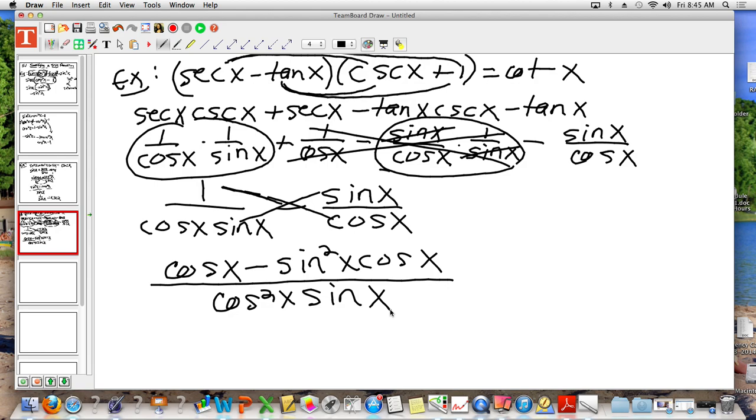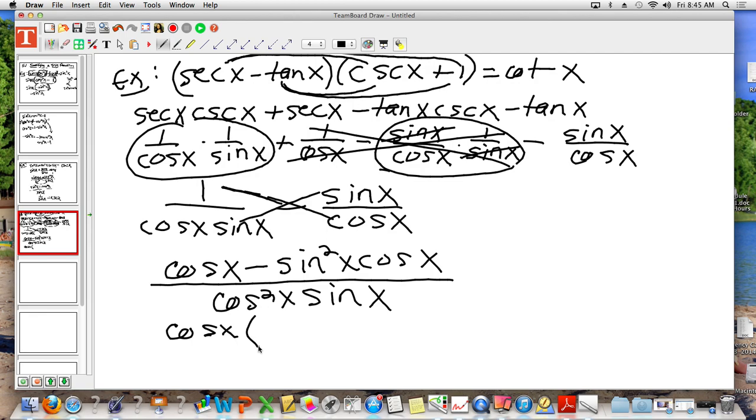Moved a lot of stuff. The very first thing we did was we what? We factored something out, right? We factored out a sine of x. What are you going to factor out here? Cosine. You're going to factor out a cosine. So factor a cosine of x out of the numerator.